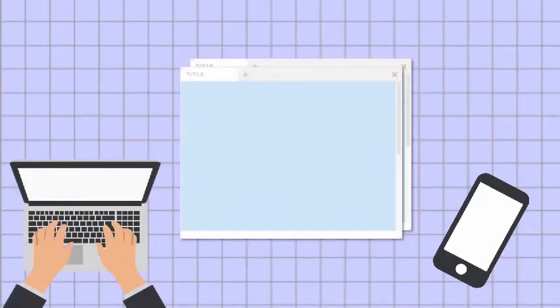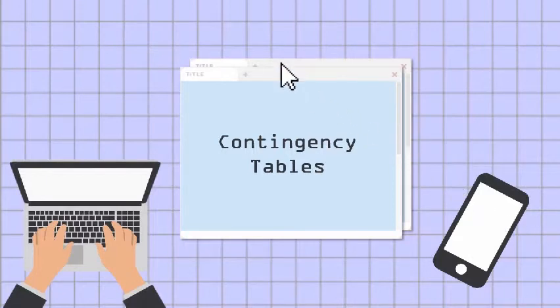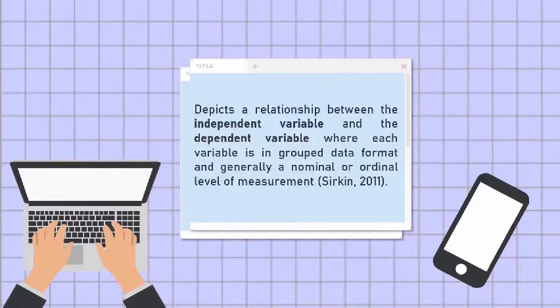Moving on, we will now proceed to the definition of the contingency table. According to circa 2011, a contingency table, or also known as a cross-tabulation, or simply table, depicts a relationship between the independent variable and the dependent variable, where each variable is a group data format and generally nominal or ordinal level of measurement.